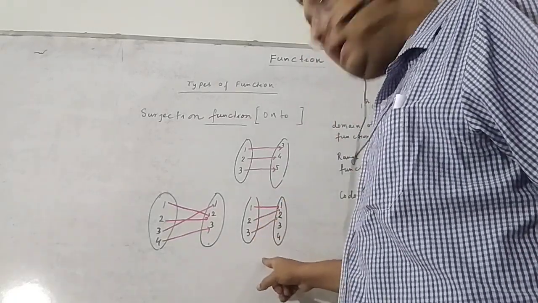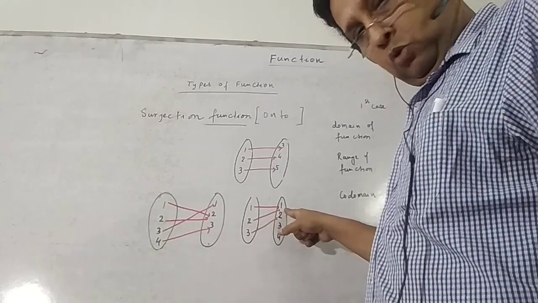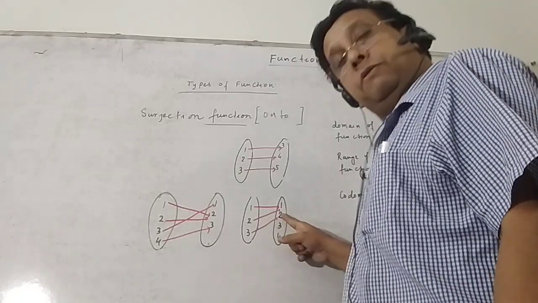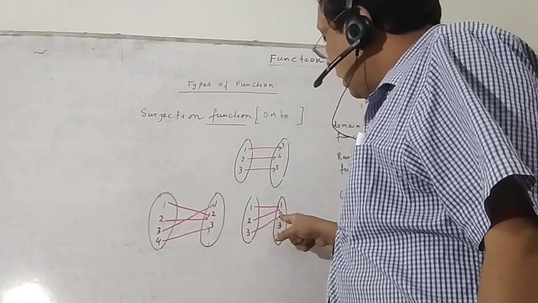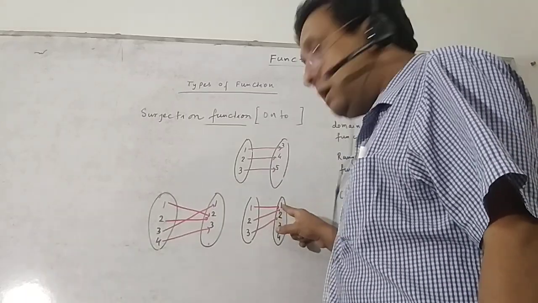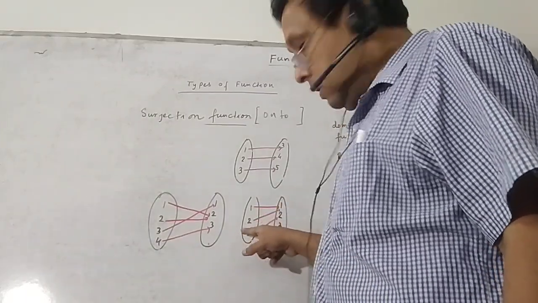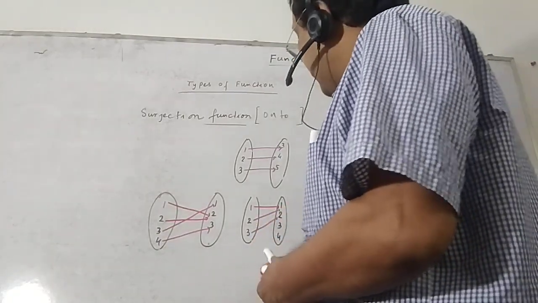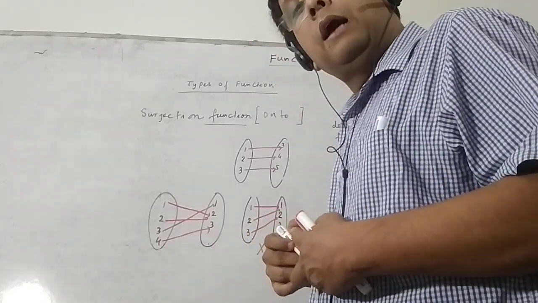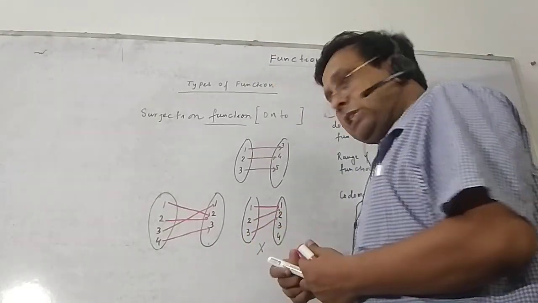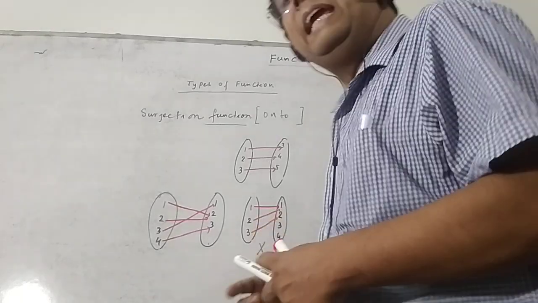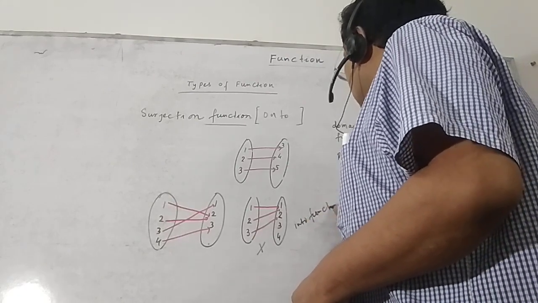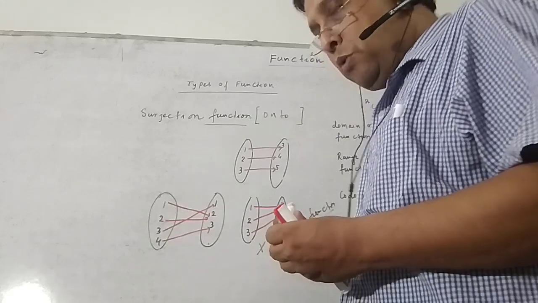The third case you see: 1 has a corresponding image 1, 2 also has a corresponding image 1, and 3 has a corresponding image 2. But 3 and 4 here are not used up. Therefore, this function I am crossing out. This function is not a surjection, and since it is not a surjection or onto, its name is into function. If a function is not a surjection, we can say that it is an into function.